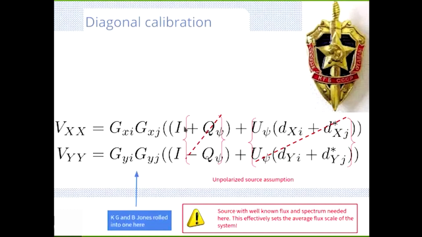Either way, they are unpolarized, and therefore they don't have any linear Q response on the diagonal, right? So they only have an intensity response in this case. There's also no U, so there's no leakage from U back into I. Okay, so here we just have the total intensity. We know this very well for the source, so this is used to set our flux scale on the system, and it's used to correct the spectrum. All right.